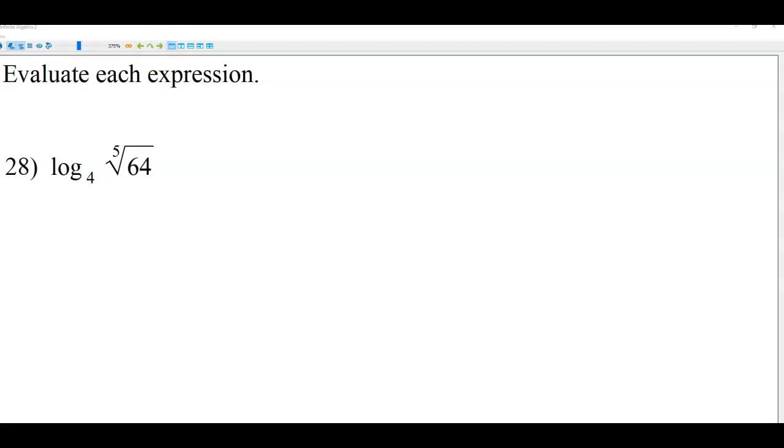All right, another thing we want to do is radicals. So once again, the first step is we want to get the numbers to match. So the 64, I can rewrite that as 4 to the 3rd power. Okay.